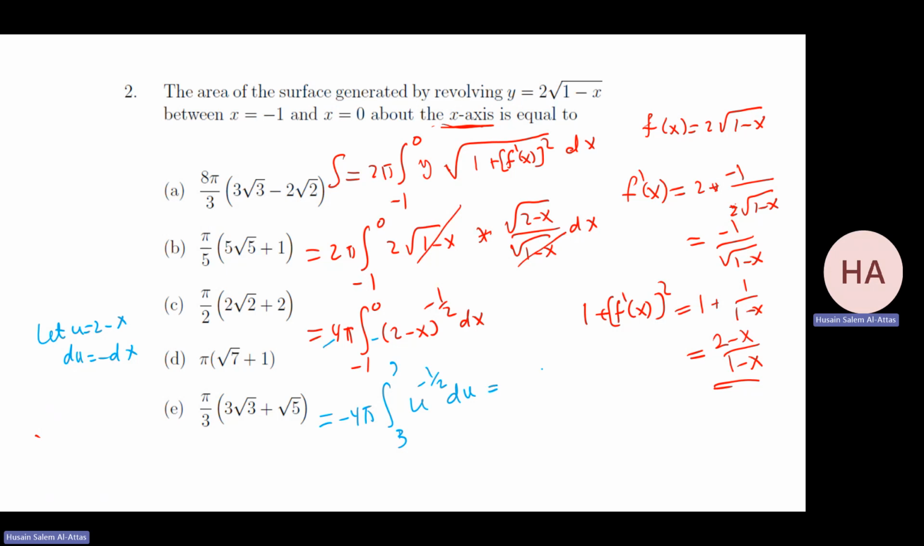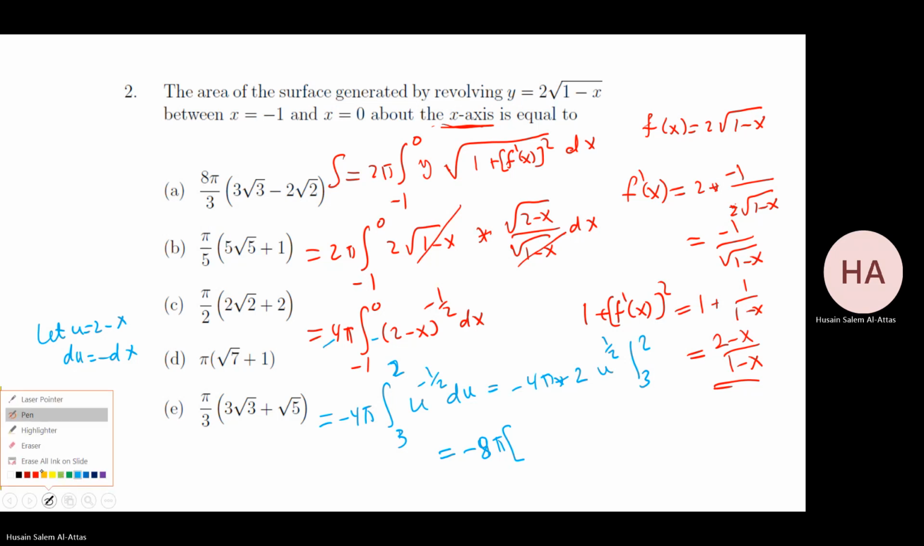And that give me 2 u to the power half from 3 to 2. That give me minus 4 pi, or minus 8 pi of what? Wait a minute. This is 2 minus 3 to the power half. Yeah. This is plus. So this is plus, and this one is wrong.